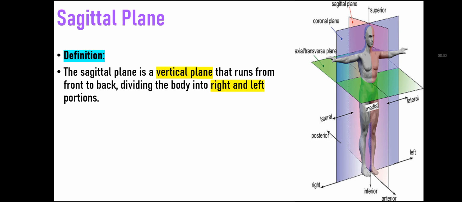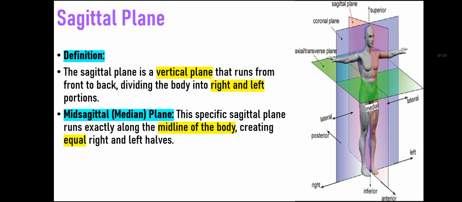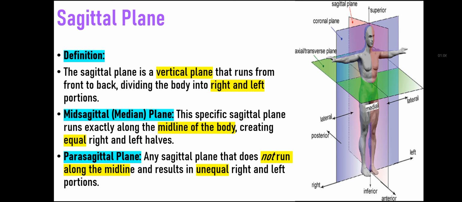Definition: the sagittal plane is a vertical plane that runs from front to back, thus dividing the body into right and left portions. It has two types, that is the mid-sagittal plane, also called the median plane, and the second type is the parasagittal plane.